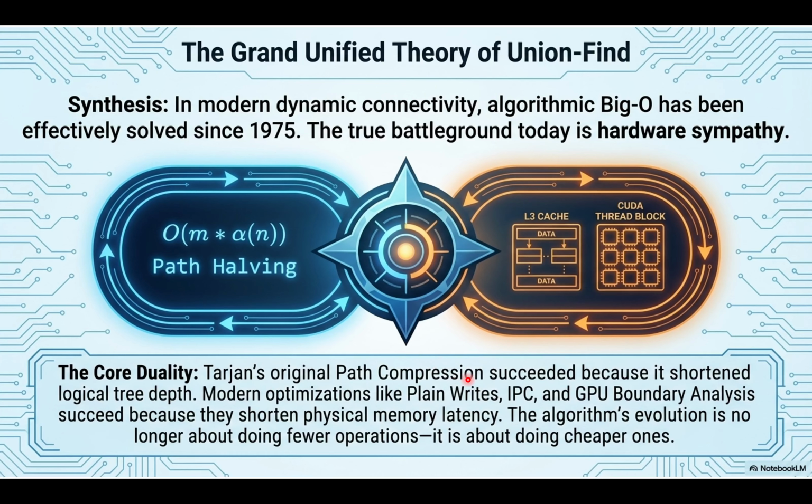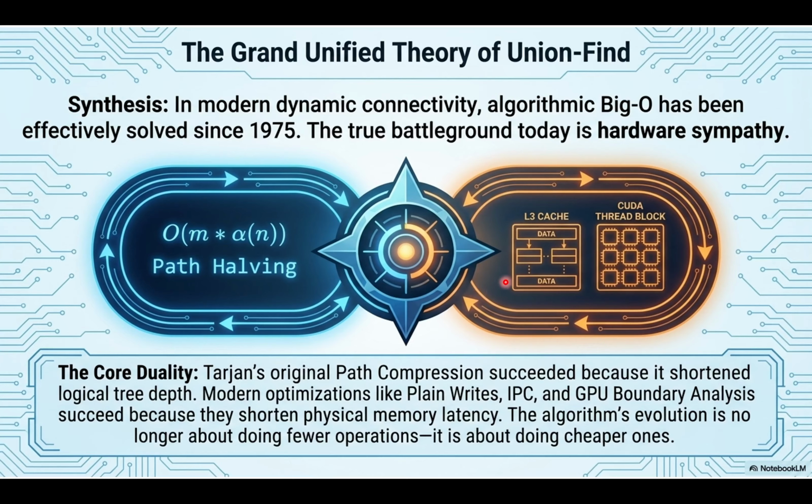There is a really specific slide in our sources titled The Grand Unified Theory of Union Find. Yes, I remember that one. It argues that in modern dynamic connectivity, algorithmic big O notation has been effectively solved. We aren't trying to do fewer operations on paper anymore. We are trying to do cheaper operations in physical hardware, because we've hit the physical limitations of how computers are actually built. Exactly. We are hitting the walls of reality.